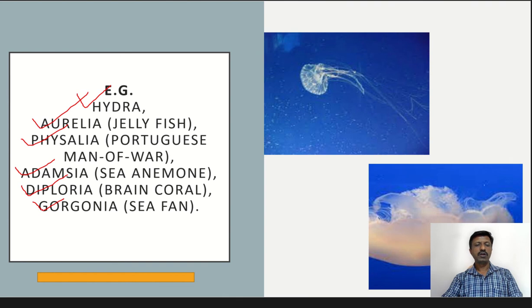then Diploria, brain coral, then Gorgonia, sea fan. These are examples belonging to this phylum. So this is all about the general characteristics of the Coelenterata organisms.